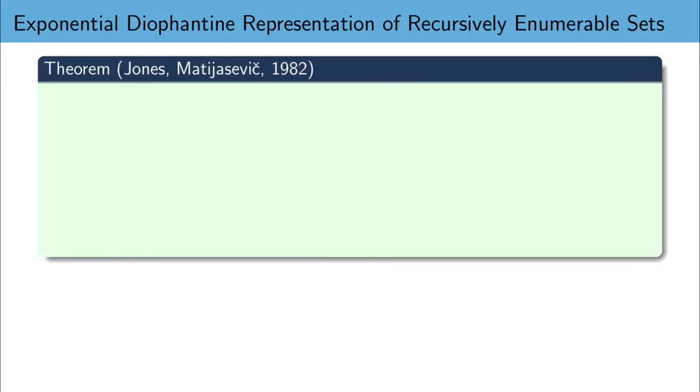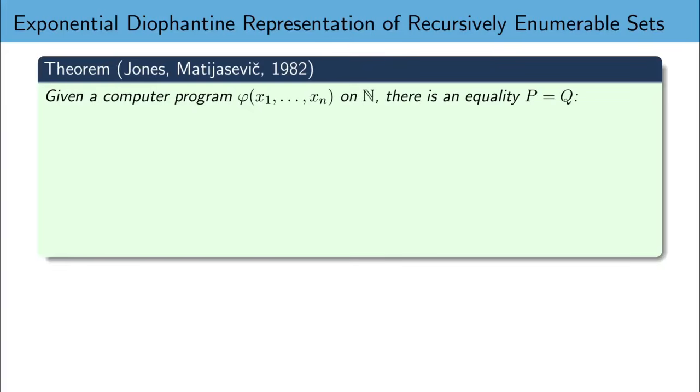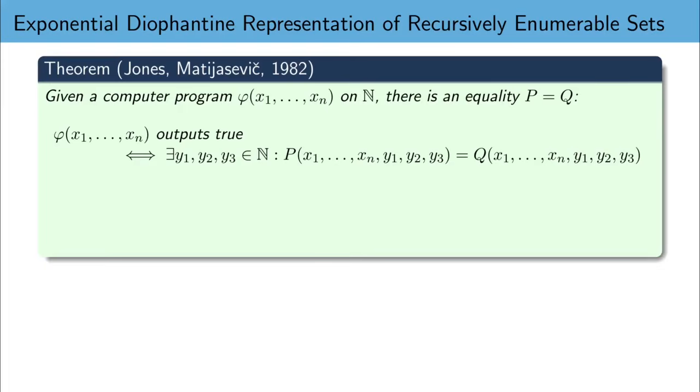We appeal to the result from the previous video, from Jones and Matiyasevich's 1982 paper, Exponential Diophantine Representation of Recursively Enumerable Sets. Just as we can use the MRDP theorem to convert an arbitrary computer program to a corresponding Diophantine equation, we can translate an arbitrary computer program phi, which takes in natural number inputs x1 through xn, to an equivalent equality where our program outputs true if and only if there are values for a mere 3 intermediate variables y1, y2, and y3, making the equality true.